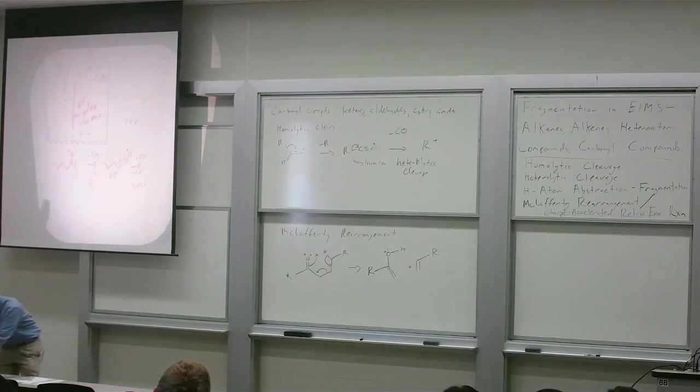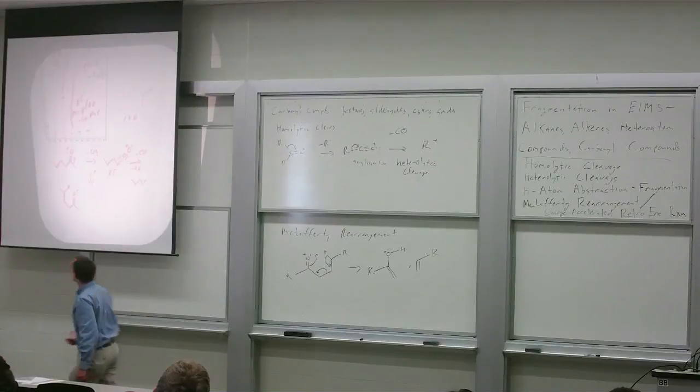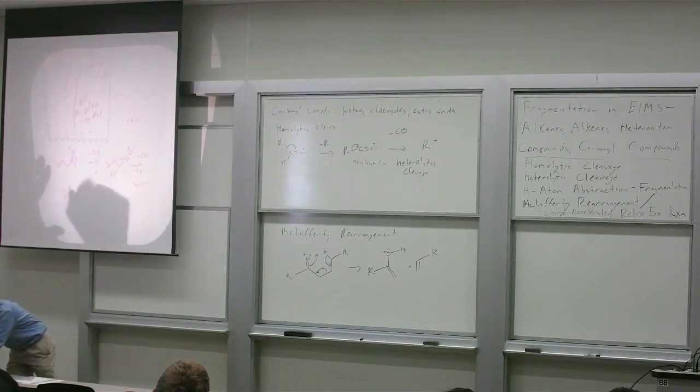All right, let me show you very quickly your McLafferty pathway. And again, I'll just put the odd electron out of the way. Push our electrons in a ring in a pericyclic reaction, charge-accelerated retro-ene reaction. That's going to give rise to loss of propene. That's minus 42.